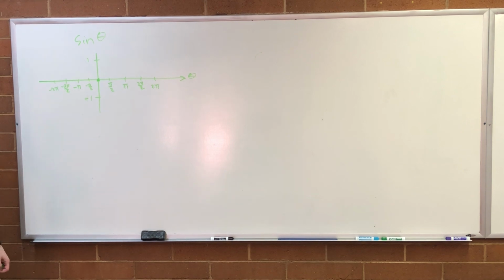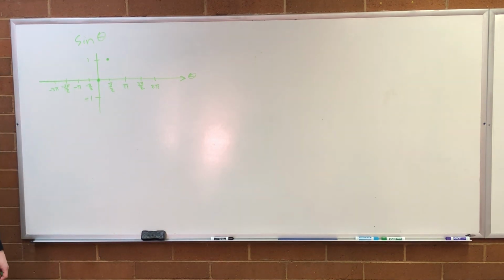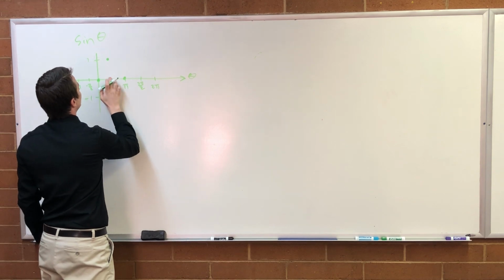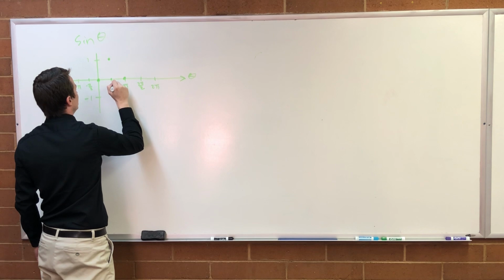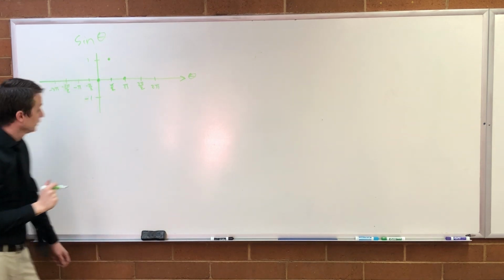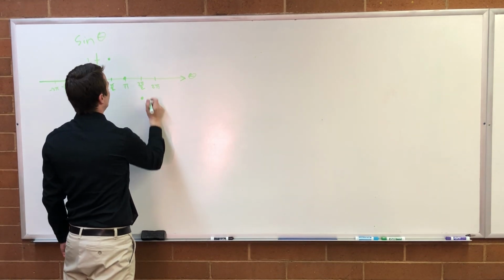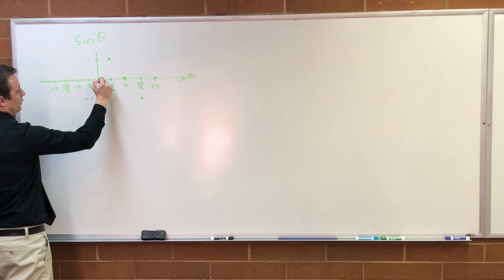Okay, at pi halves, what's the y-coordinate? 1. At pi, what's the y-coordinate? 0. Wow, that is a terrible placement. I'll clean some of them up, but we'll get real lazy here in a sec. Okay, 3 pi halves, what's the y value? -1. 2 pi, what's the y value? 0.